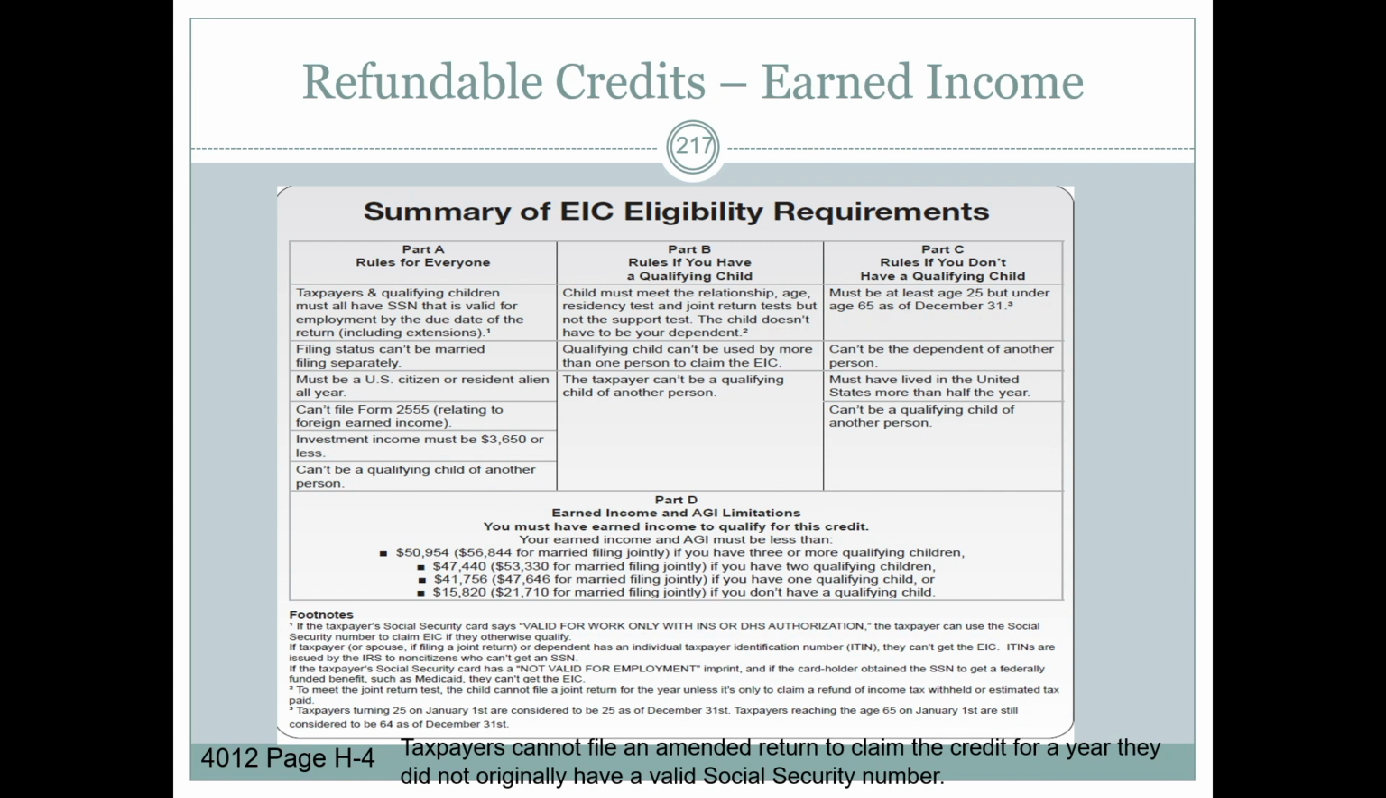Taxpayers cannot file an amended return to claim the credit for a year that they did not originally have a valid Social Security number. A few years back, taxpayers could do that, and some taxpayers might even ask you about it when you talk to them about this particular situation. But again, they can't file an amended return in order to claim this credit now that they have a valid Social Security number for a prior year.